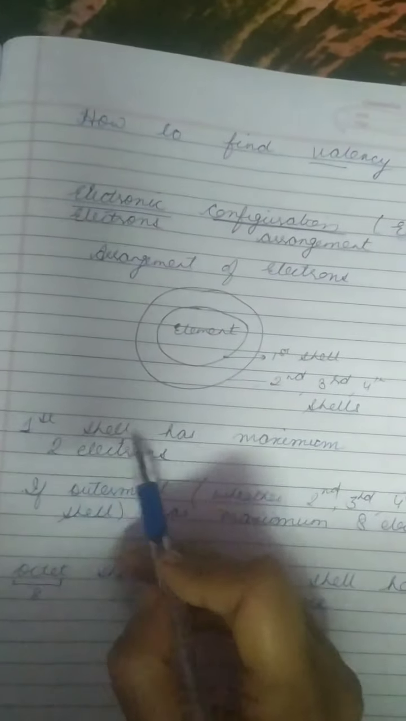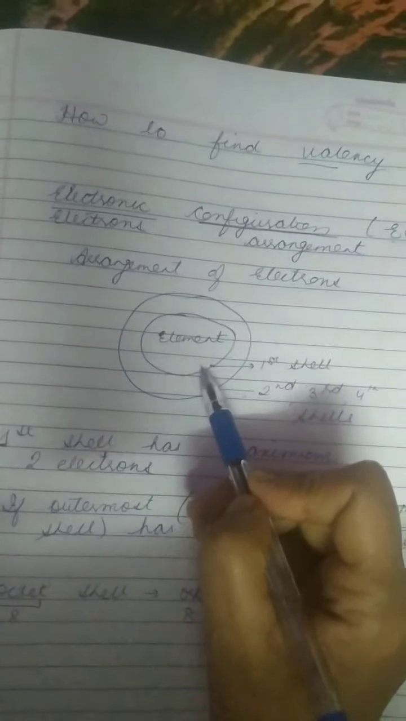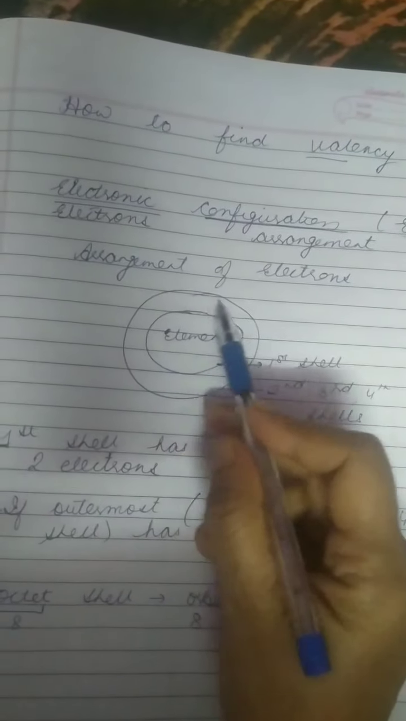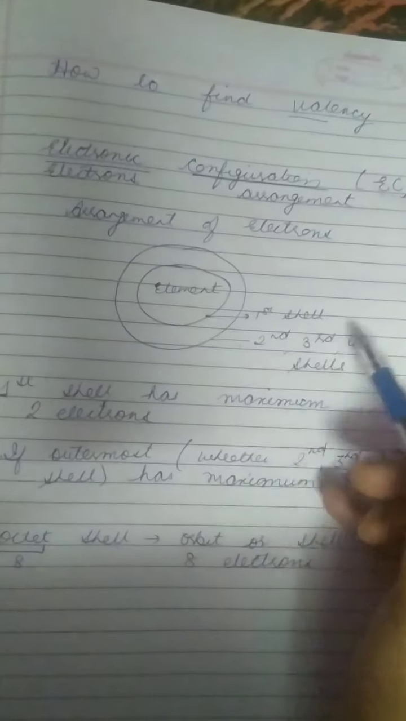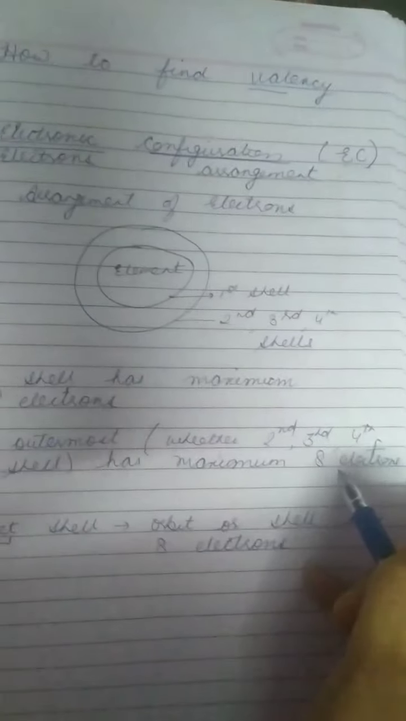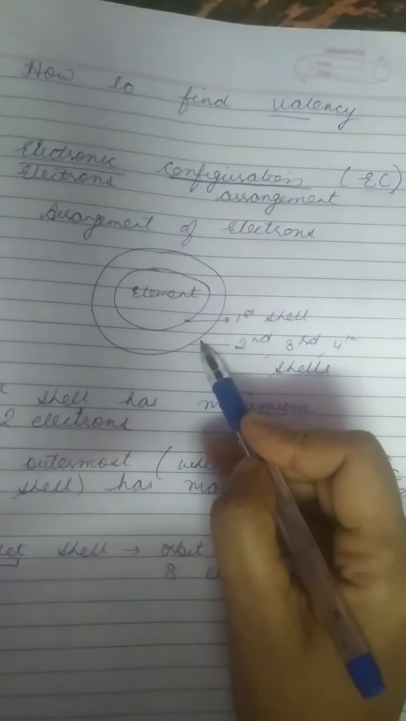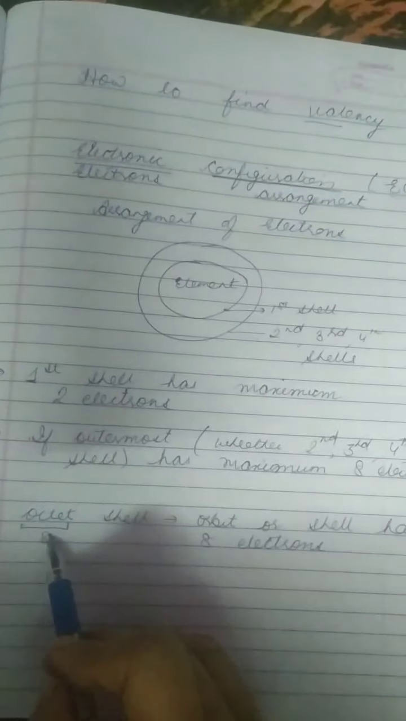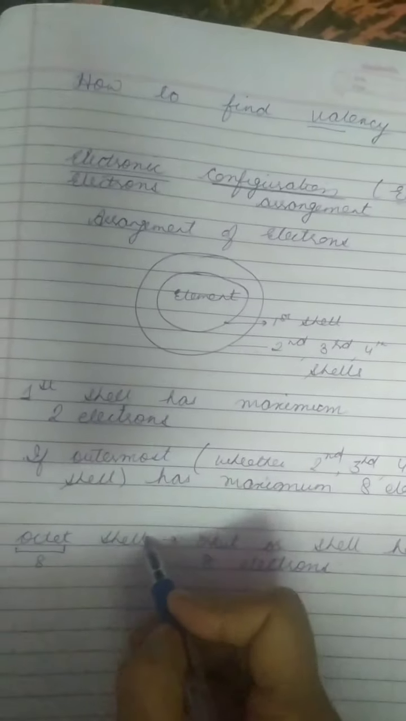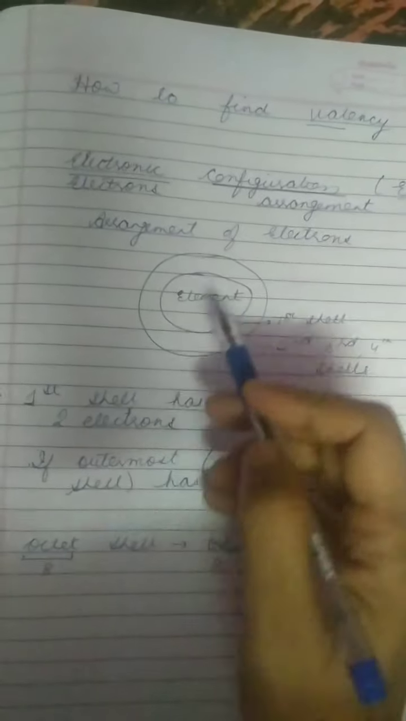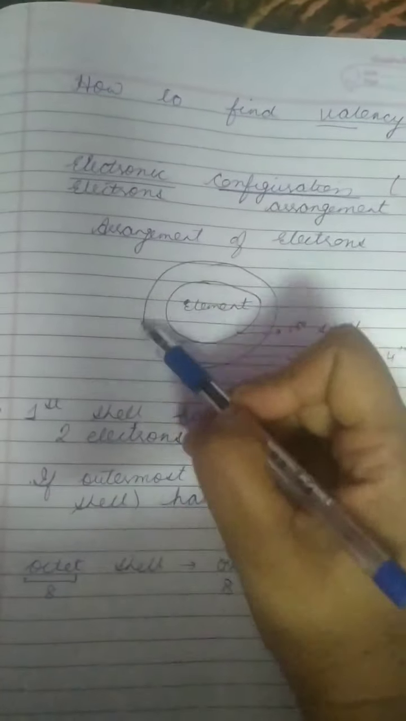The first shell has a maximum of 2 electrons, and if it is the outermost shell, whether second, third or fourth, it has a maximum of 8 electrons, not more than 8. That's why it is also known as the octet, meaning 8. So the octet shell, the orbital shell, has 8 electrons. So hope that you know what is electronic configuration.